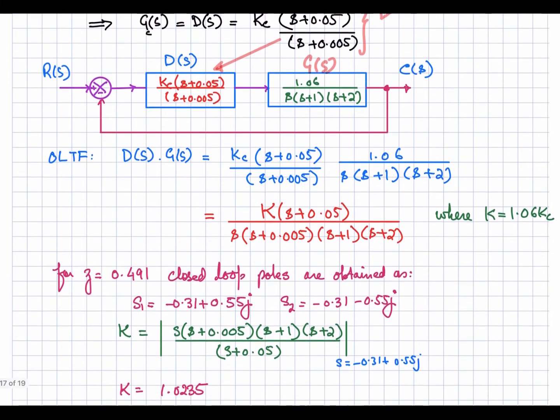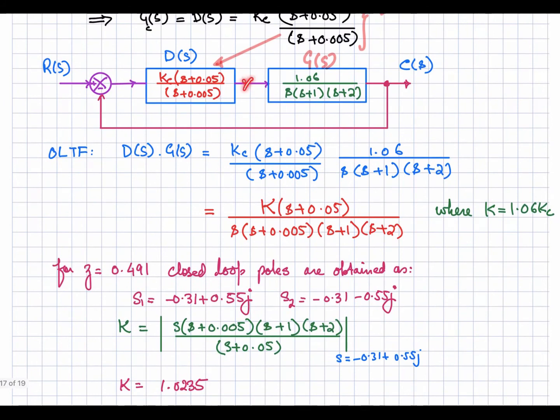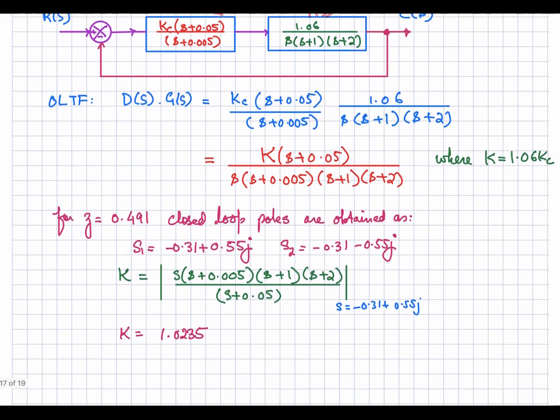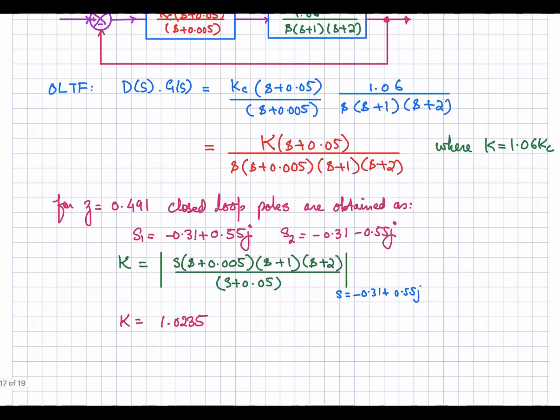Okay, so what will be the open loop transfer function? That will be obtained by multiplying these two together. Multiplying, we get this expression, which can be written as Kc into 1.06, let's suppose, equal to K. So K is equal to 1.06 into Kc, and the rest of the transfer function can be written like this. Now for zeta equal to 0.491, we can find the closed loop poles position over the root locus, and that will be this one.